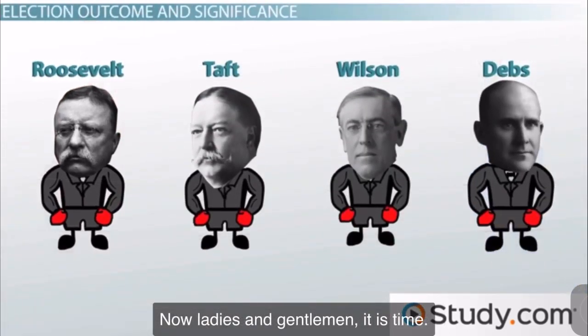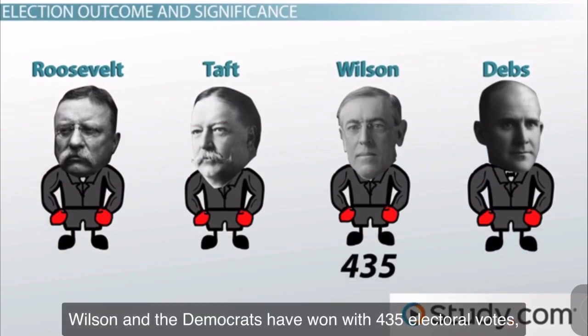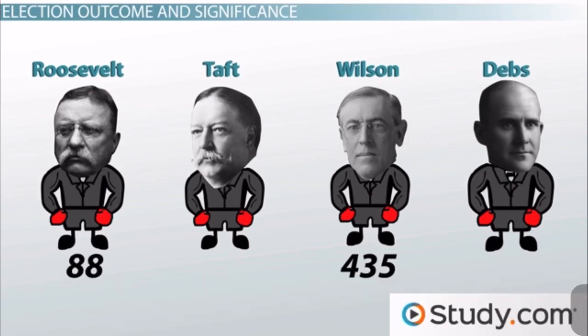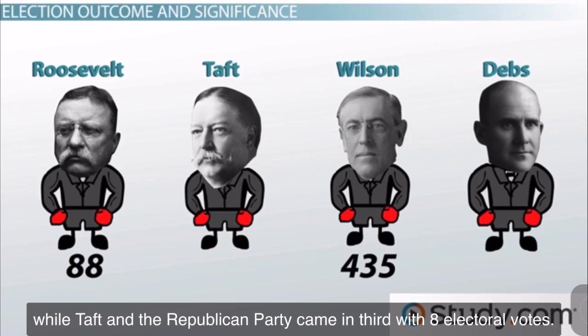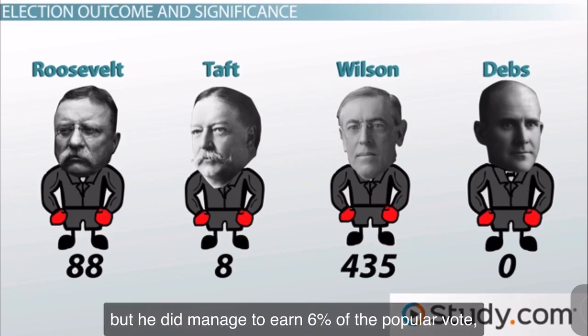Now, ladies and gentlemen, it is time. The votes are in. Wilson and the Democrats have won with 435 electoral votes. Roosevelt and the Progressive Bull Moose Party came in second with 88 electoral votes, while Taft and the Republican Party came in third with 8 electoral votes. Debs did not score any electoral votes, but he did manage to earn 6% of the popular vote, the highest proportion ever for the Socialist Party.